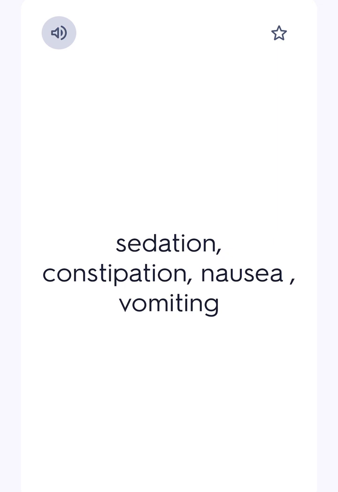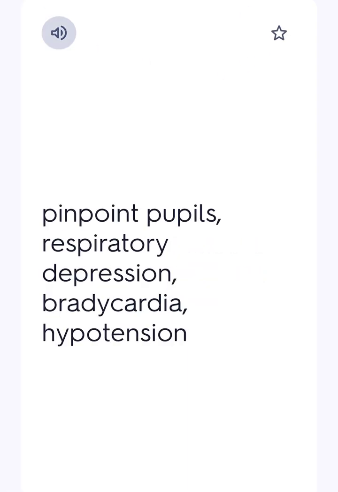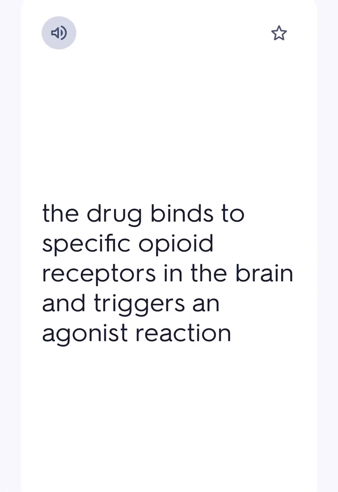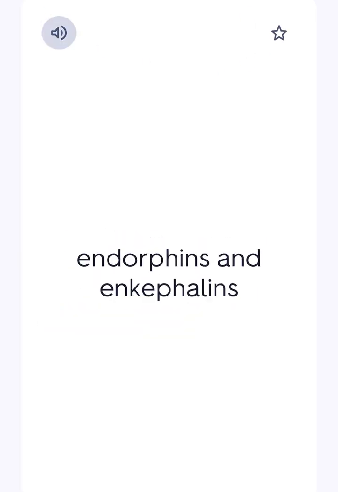Sedation, constipation, nausea, vomiting. What are classic opioid overdose signs? Pinpoint pupils, respiratory depression, bradycardia, hypotension. How does an opioid affect the brain? The drug binds to specific opioid receptors in the brain and triggers an agonist reaction. What are naturally occurring opioid peptides in the body? Endorphins and enkephalins.